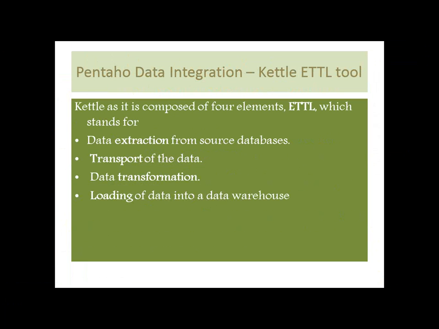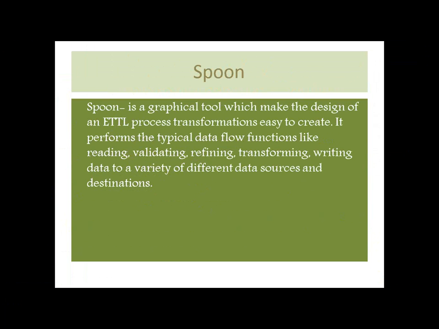Actually, in Kettle, it consists of letters like ETTL, which stands for: E stands for data extraction from the source database, T stands for transport of the data, another T stands for data transformation, and finally L stands for loading data into a data warehouse. We are using this product through Spoon. It is a graphical tool which makes designing an ETL process easy, for example creating a job and creating transformations, and it's also very flexible by drag and drop. It helps us to increase productivity.